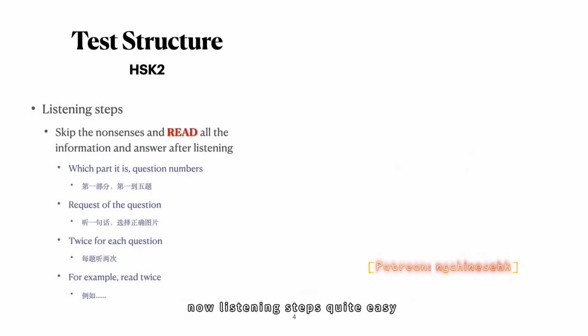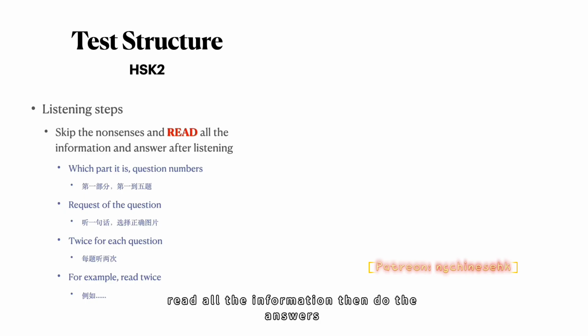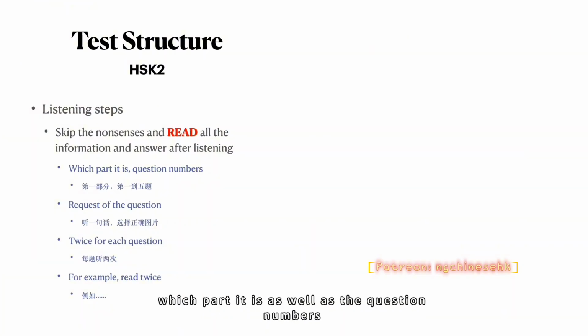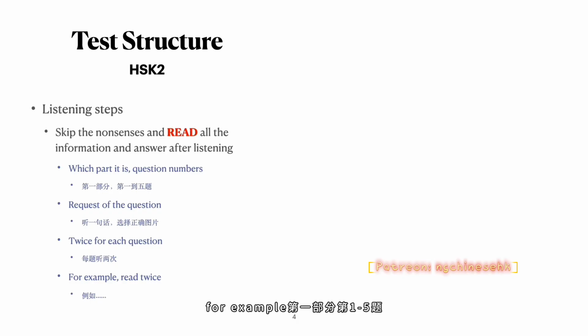Now, listening steps, quite easy. Skip the nonsense, read all the information, then do the answers. At the beginning of each part, you will hear many useless sentences. First, they will let you know which part it is, as well as the question numbers. For example, 第一部分，第1到5题, it means part 1 from question 1 to question 5.